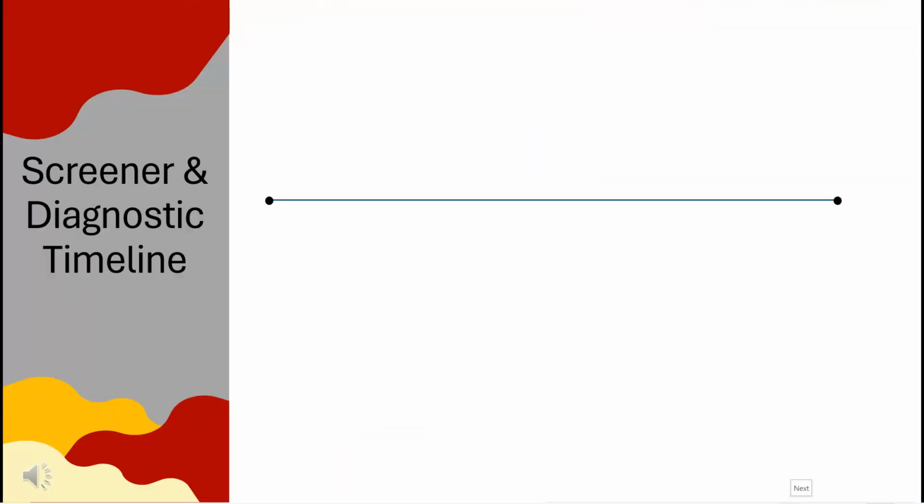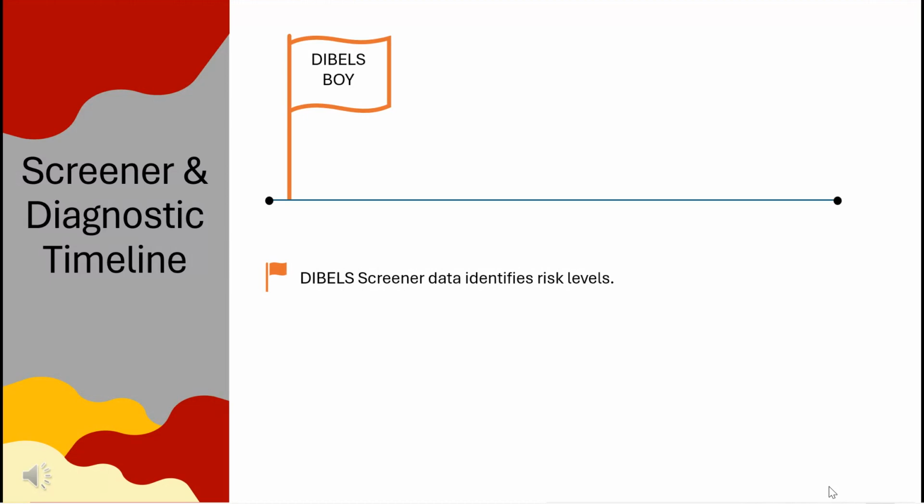Now let's take a look at what this process looks like throughout the year. We begin by assessing with DIBBLES for beginning of year, BOY. This is done by the screener diagnostic team. Data is collected and we identify the students that are at risk.